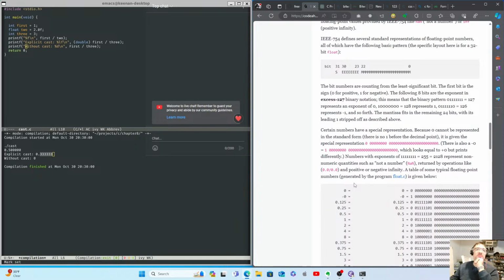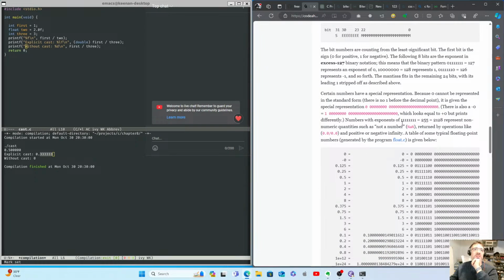Certain numbers have special representation. Because 0 cannot be represented in the standard form, there is no 1 before the decimal point, it is given the special representation of this long list of zeros. There is also a negative 0 equals 1, and then all of the zeros after that, which looks equal to plus 0 but prints differently.